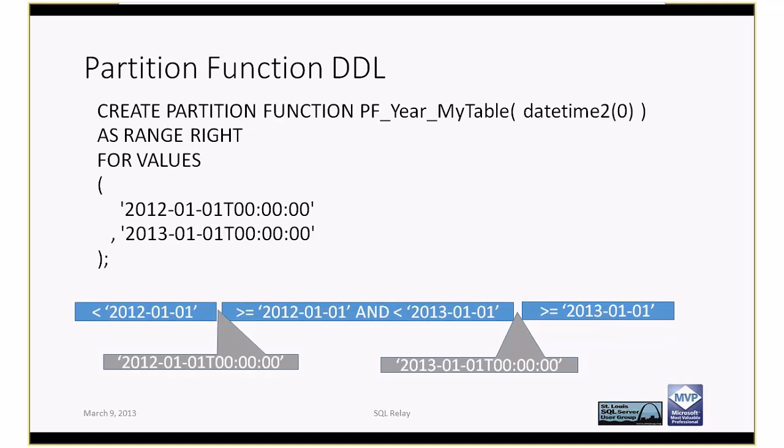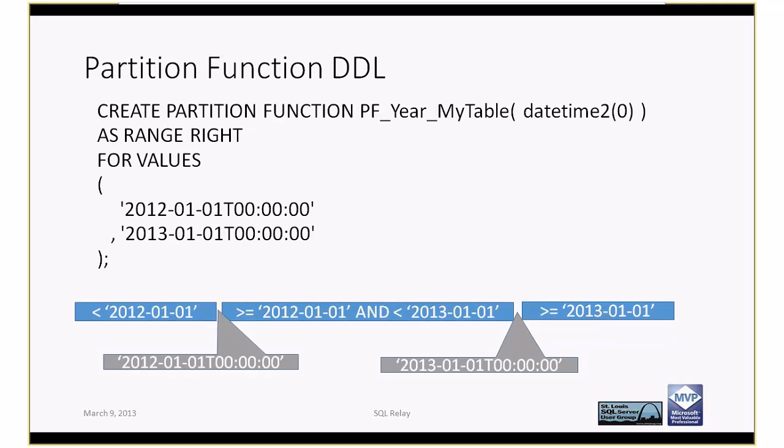So in this case here, in addition to the data type, I have a range right specified, meaning that the partition on the right is the one that's inclusive. And I have two boundary values specified. So with those two boundary values, here's the range right. The second partition will have the value that exactly matches that January 1st, 2012 date. And then the last partition, partition 3, includes the boundary value that matches that date. So that's effectively what that partition function is, the range right.